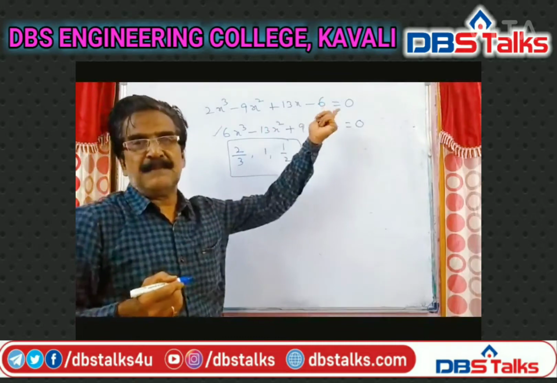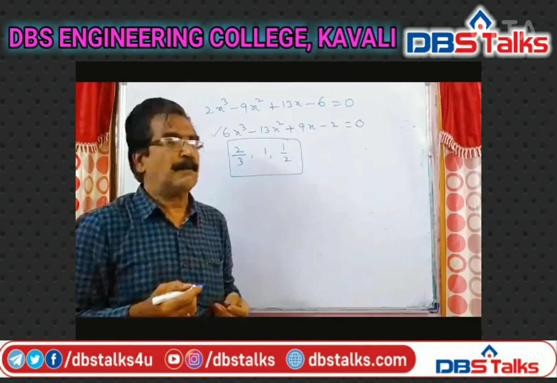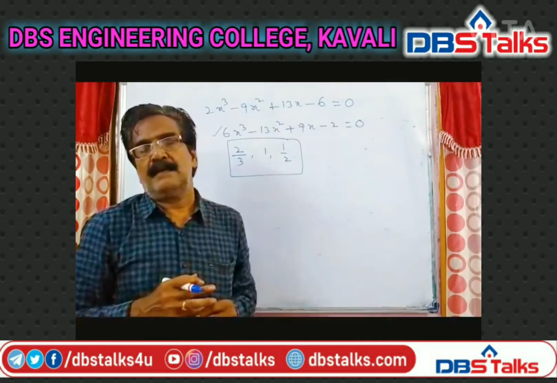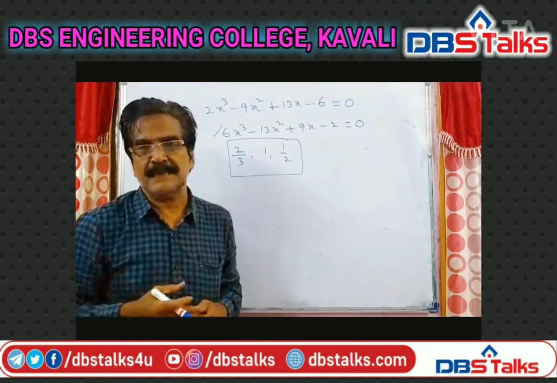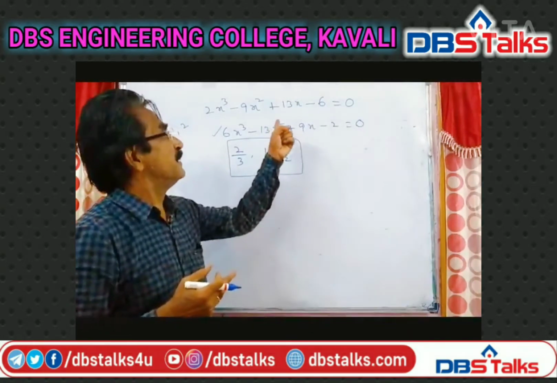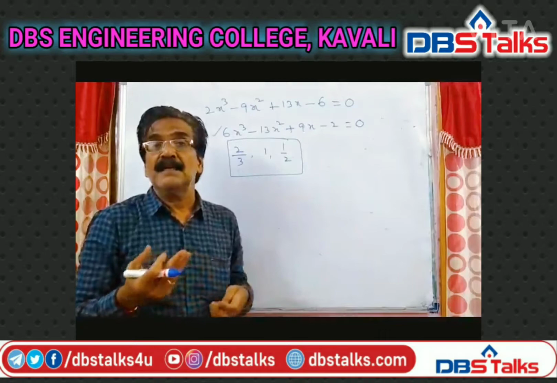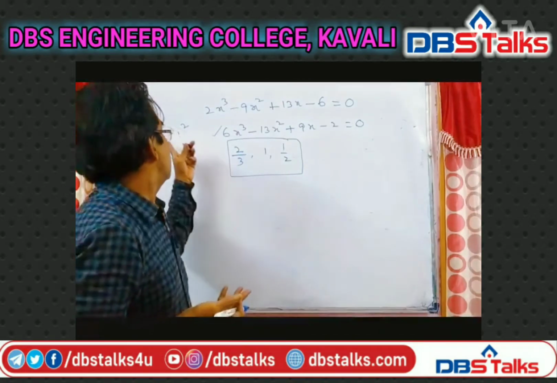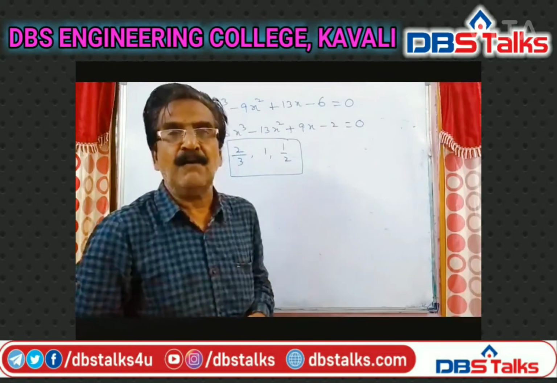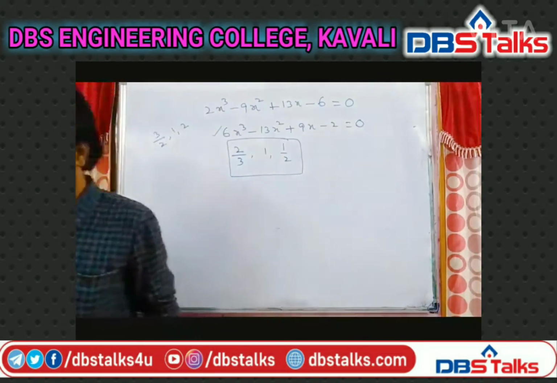So sometimes it is an easy problem. Just coefficients are reversed means the roots are reciprocals. If these are the roots, then the roots of this reciprocal are 1 by x. That is, reverse this: 2 by 3, 1, 1 by 2. Okay friends, 1 minute.